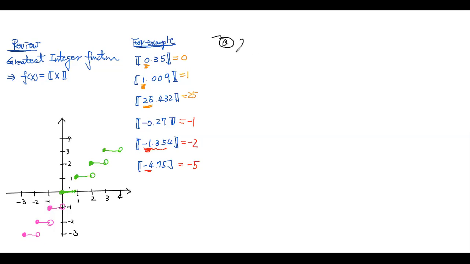I'm looking for the limit as x approaches -2 from the right-hand side, right? The positive sign here, that's what we said. Then I have the greatest integer function of x here. Okay, so think about this clearly. If x approaches -2 from the right-hand side, it's plus, so it's from the right-hand side. That means all the values you put here are what?